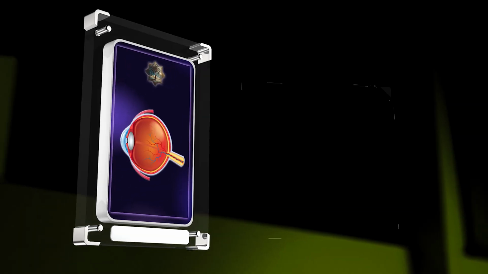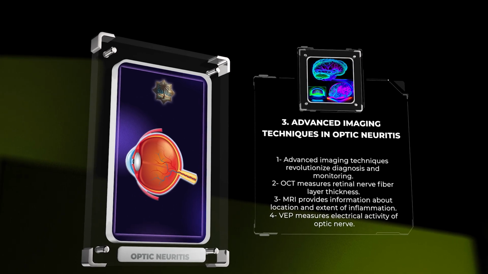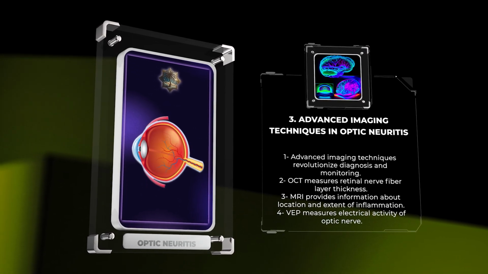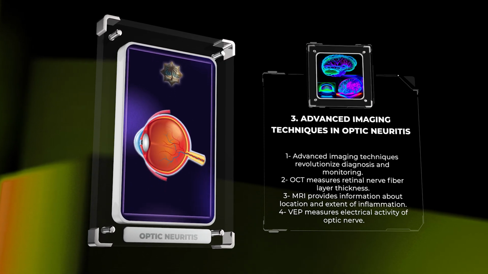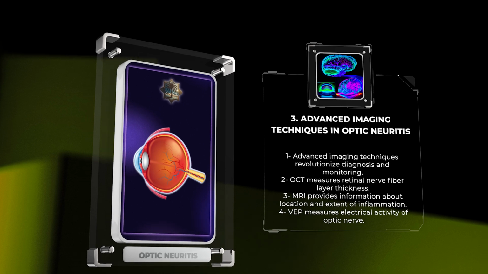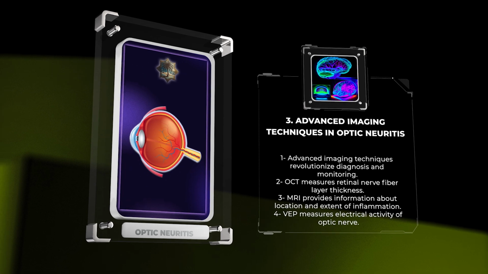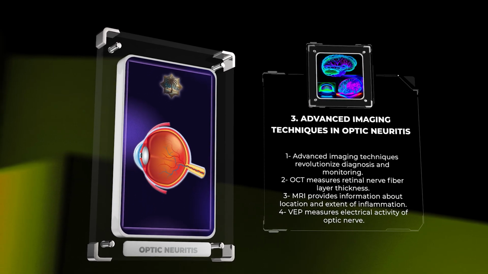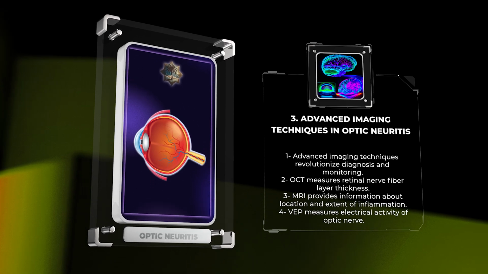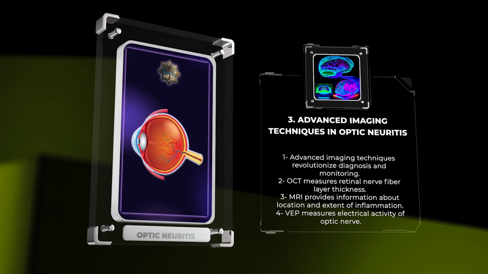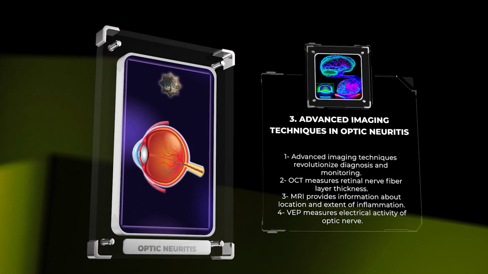Advanced imaging techniques, including optical coherence tomography, OCT, magnetic resonance imaging, MRI, and visual evoked potentials, VEP, have revolutionized the diagnosis, monitoring, and assessment of optic neuritis. OCT allows for the precise measurement of retinal nerve fiber layer thickness, which can aid in identifying subtle structural changes indicative of optic nerve damage. MRI provides valuable information about the location, extent, and characteristics of optic nerve inflammation. VEP measures the electrical activity generated by the optic nerve, providing insight into the functional integrity of the visual pathway.